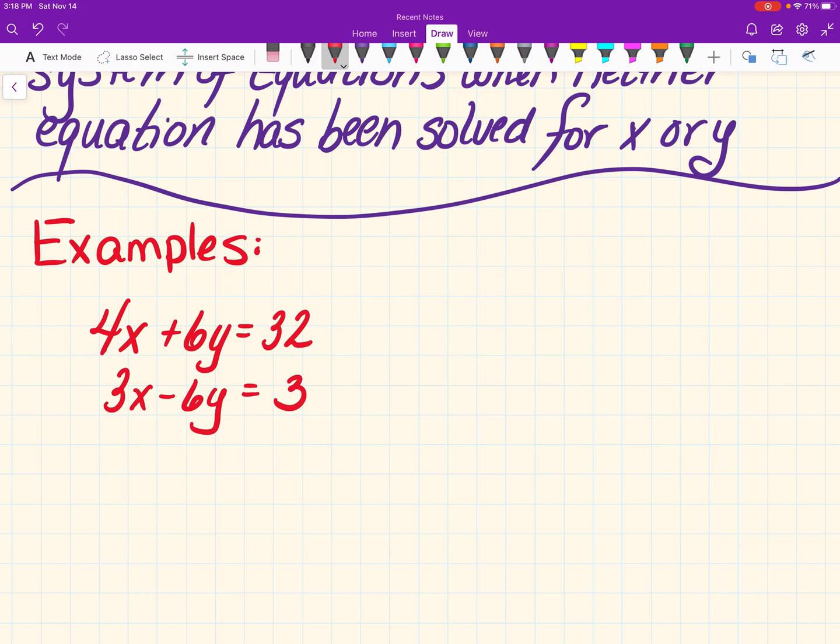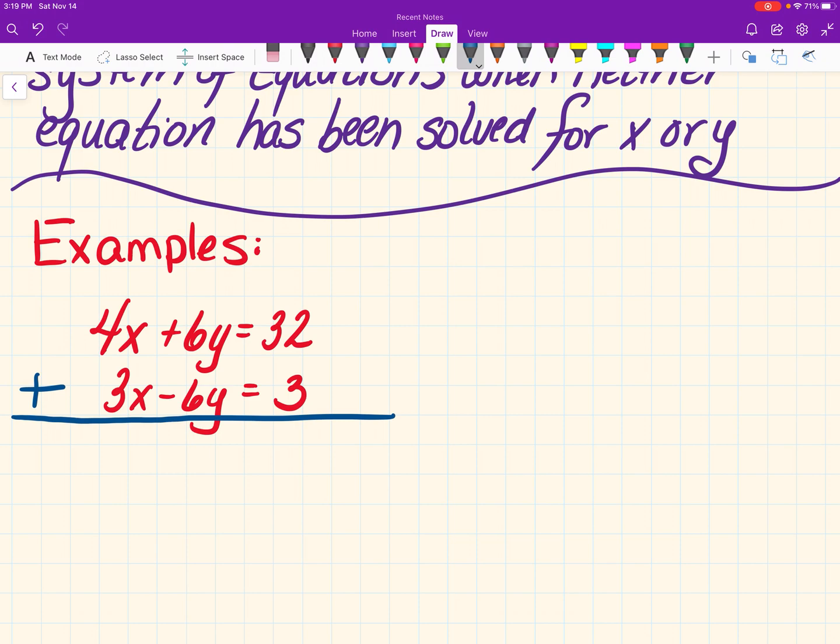In order to eliminate an x or a y, they have to have the same coefficient, which means the same number attached to them, except they have to have opposite signs. So if you look at the y's, the y has a positive 6 in the first equation and a negative 6 in the second equation. Well, we can add these two equations together because we're really adding the same thing to both sides.